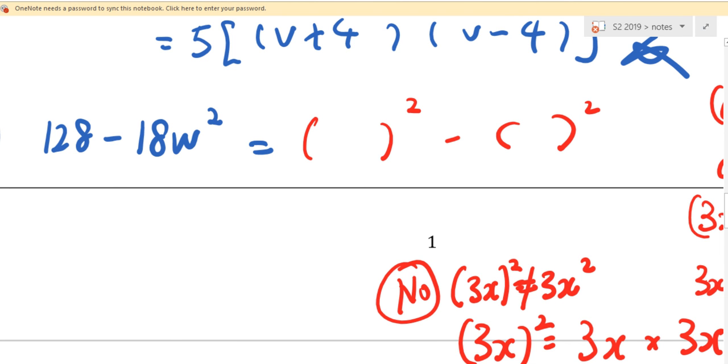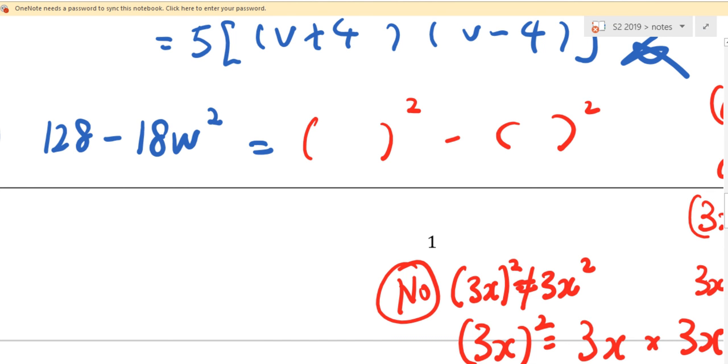3x squared is just 3 times x squared. The 3 is alone, the x squared is alone. So, cannot. This bracket is 3x times 3x, so it's not the same. 3x squared is just like that, cannot factorize anymore. Okay, come back to this question.